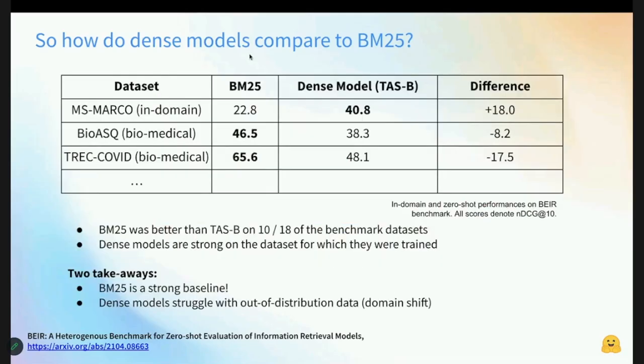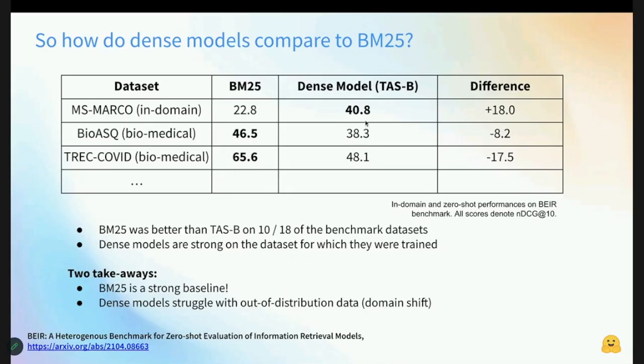And so one of the findings, some of the results from the benchmark were that, so here we have this dense model. So TAS-B is an embedding based model. We have BM25, and you see that on MS MARCO, the dataset that the dense model was actually trained for, so in domain, it was a held out test set, but in-domain data. So the dense model is trained on MS MARCO. And on this dataset, the dense model performs significantly better than BM25, like an 18-point difference, showing that these dense models are very effective.